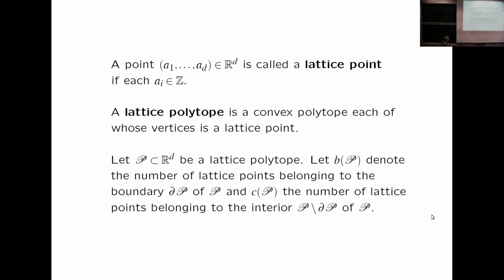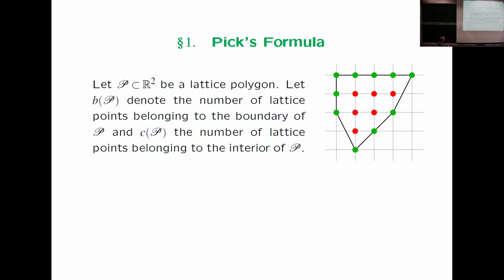Then today, the important numbers are B(P) and C(P). B(P) is the number of lattice points belonging to the boundary of P, and C(P) is the number of lattice points belonging to the interior of P. So B is the number of boundary points, and C is the number of interior points. I want to discuss these two numbers.